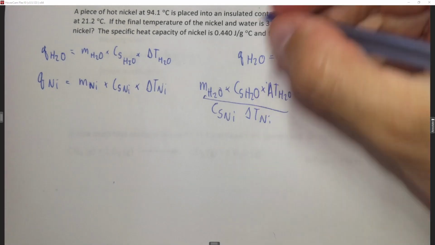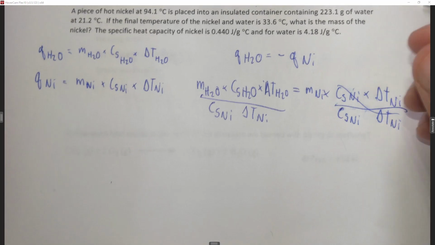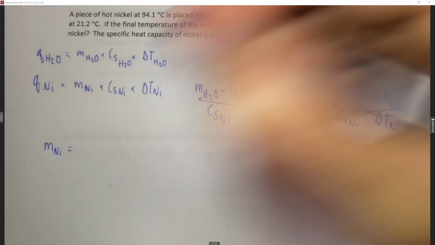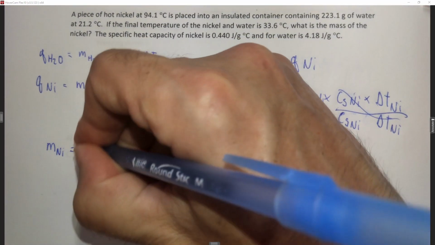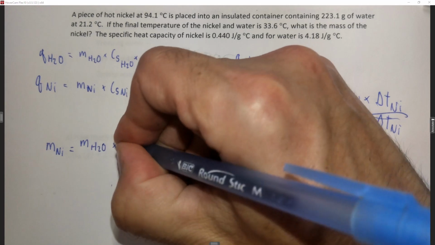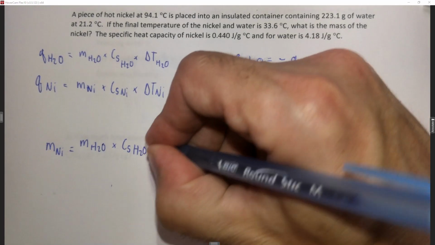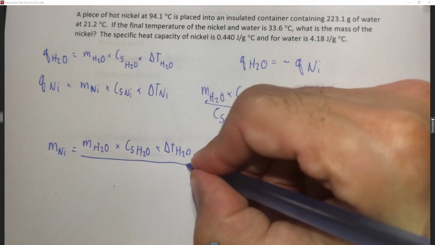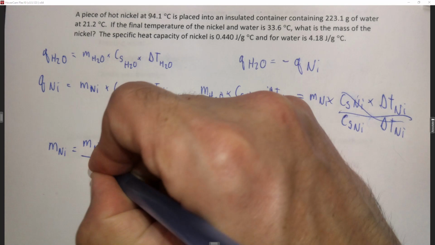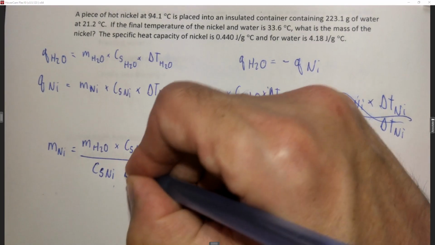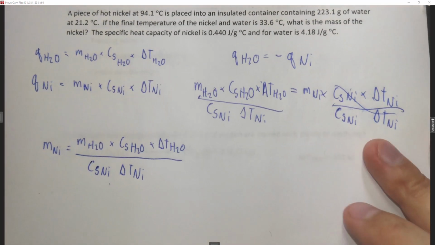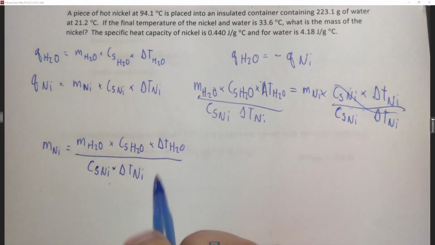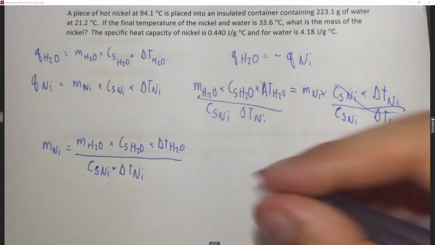And what we find is this overall equation that the mass of the nickel equals the mass of water times the specific heat capacity of the water times the delta T of the water. It's the same equation here. I'm just writing it backwards, and so it looks a little nicer. And then we get the c sub s of the nickel on the bottom and the delta T of the nickel on the bottom. So this is the equation that we can use. Remember that delta T's are the final temperature minus the initial temperature.